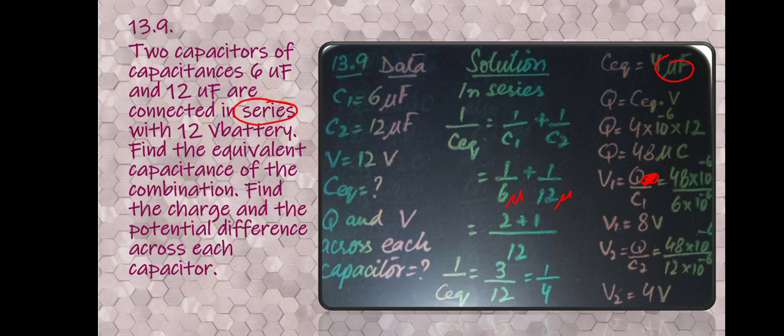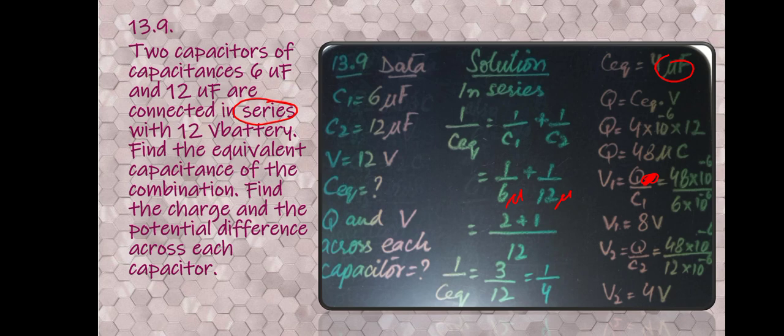Q by C1 gives you 48 into 10 to the power minus 6 divided by 6 into 10 to the power minus 6. The 10 to the power minus 6 cancels from numerator and denominator. You are left with V1 equals 8 volts. It means that from the 12 volts of the battery, 8 volts are used by the first capacitor. You can also guess that to make 12, you have to add 4 to 8, so 4 volts will be used by the second capacitor.